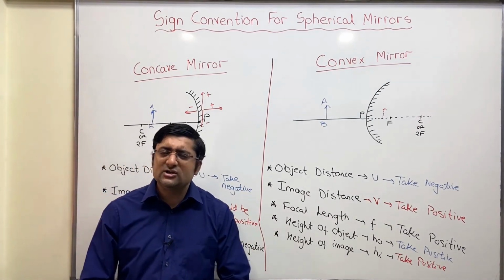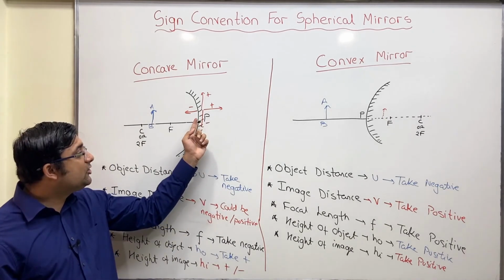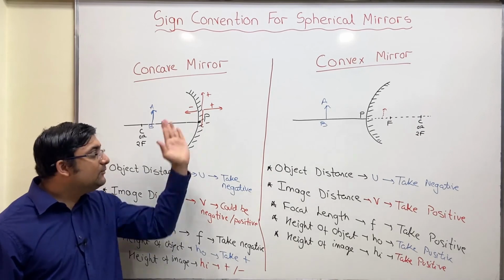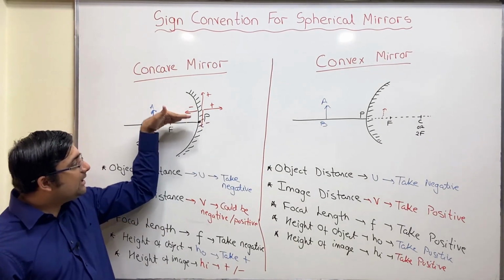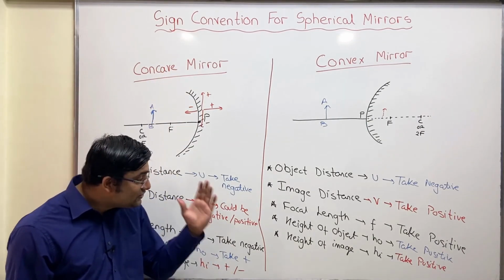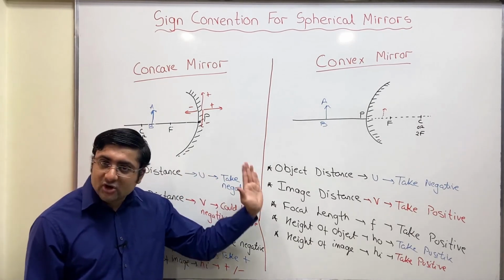So if someone asks you guys, why is object distance taken as negative? You will say, well, pole is the reference. So because object is always towards the left of the pole, hence it is negative. So anything which is towards the left of the pole, negative, right of the pole, positive. Anything above the principal axis, positive, below the principal axis, negative. So this over here is the sign convention for spherical mirrors. So I hope the concept is clear guys.